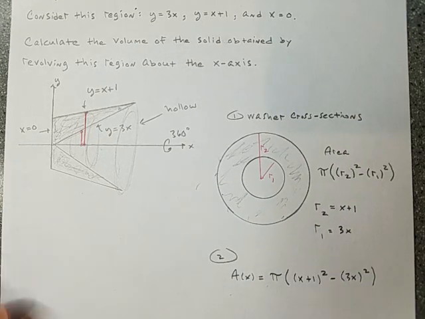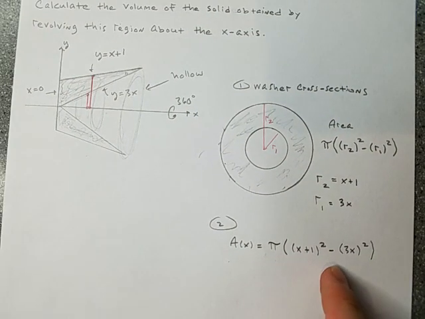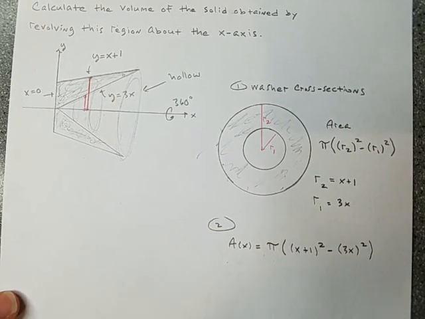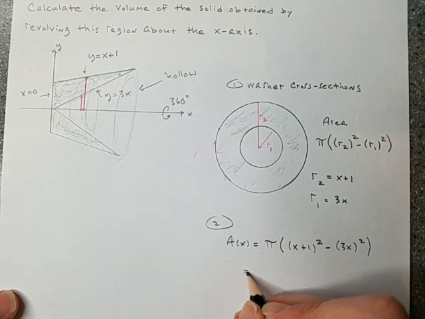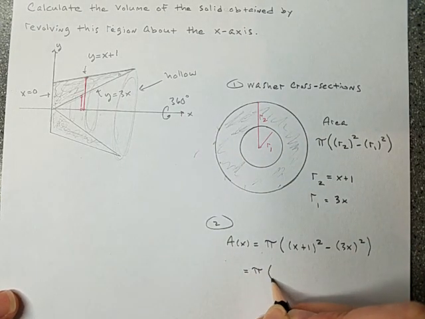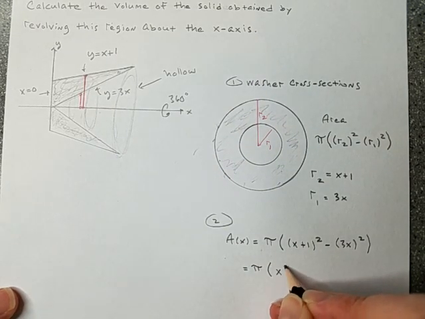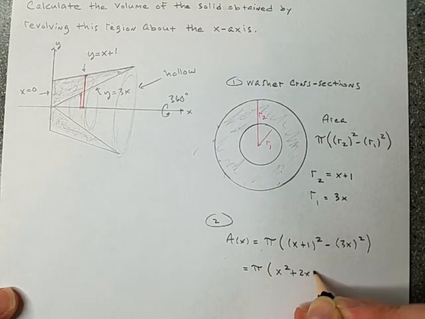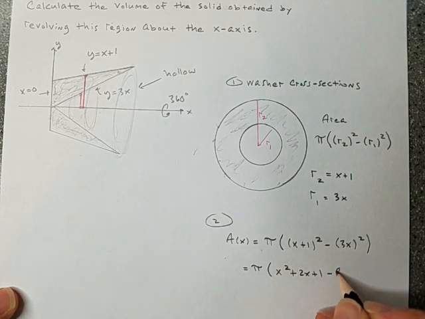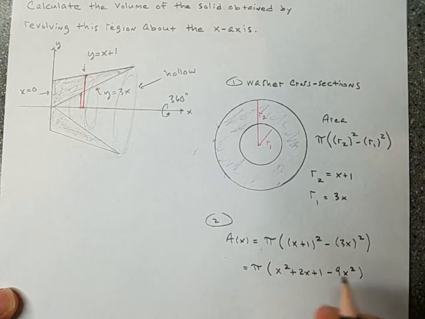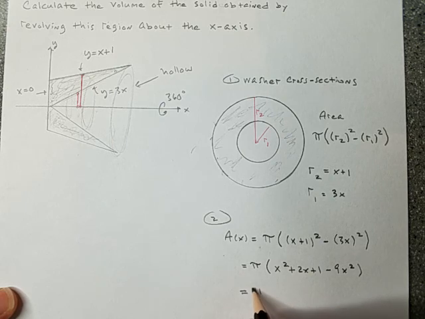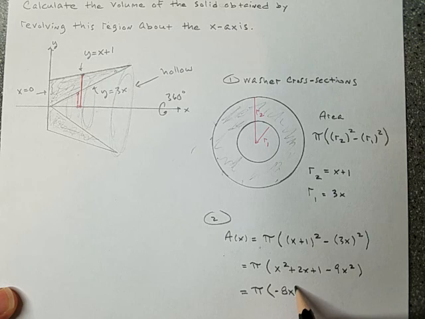Okay? Now, I think we might as well work on that a little bit before we try to do any calculus with it. So let's take pi and multiply all that out and get like terms and so on. We'll get x squared plus 2x plus 1 minus 9x squared. So what we'll get out of it that we'll use in the next step is going to be negative 8x squared plus 2x plus 1.